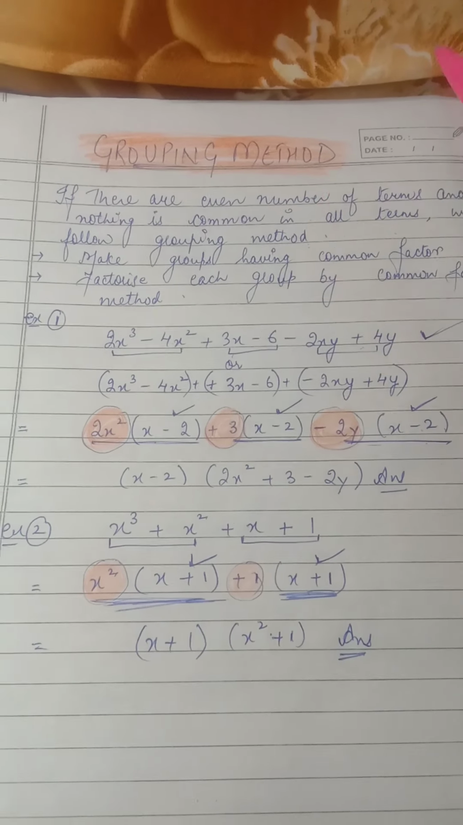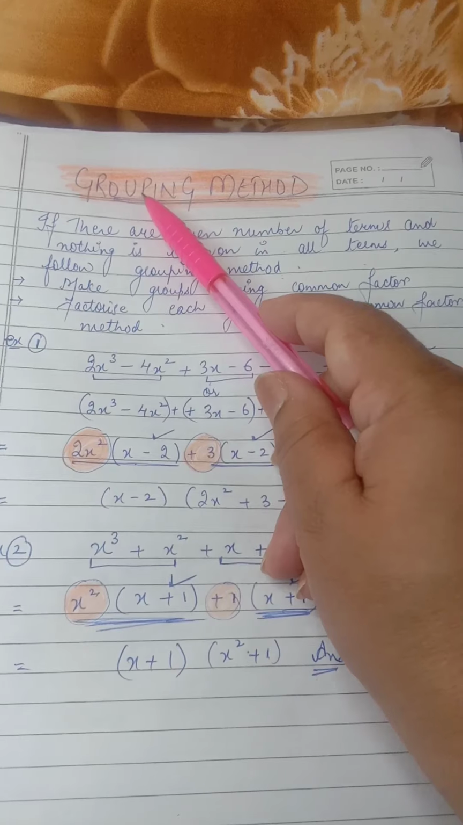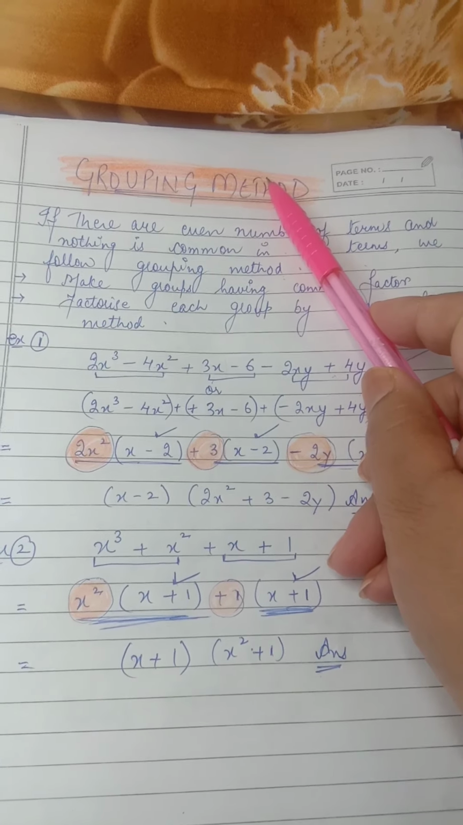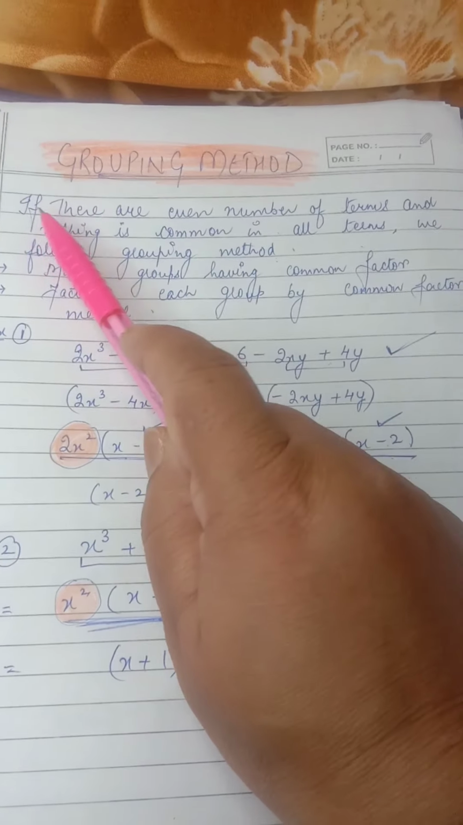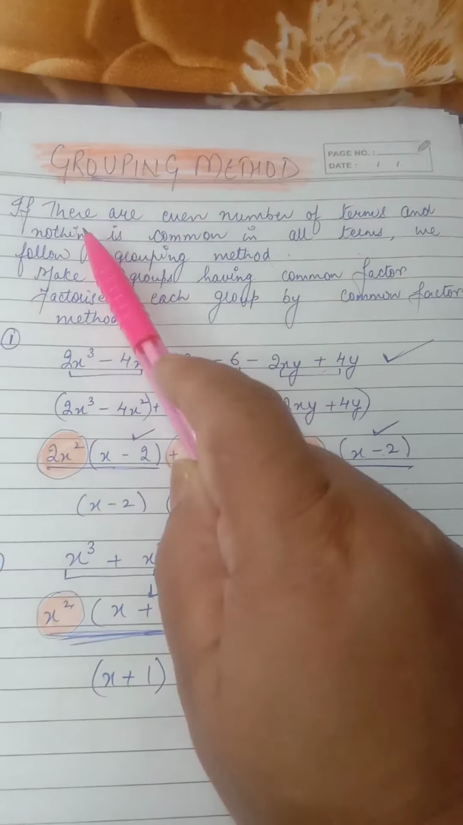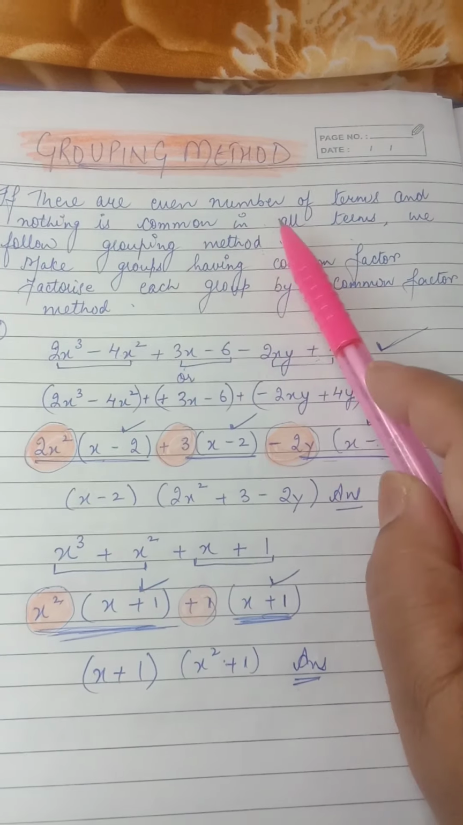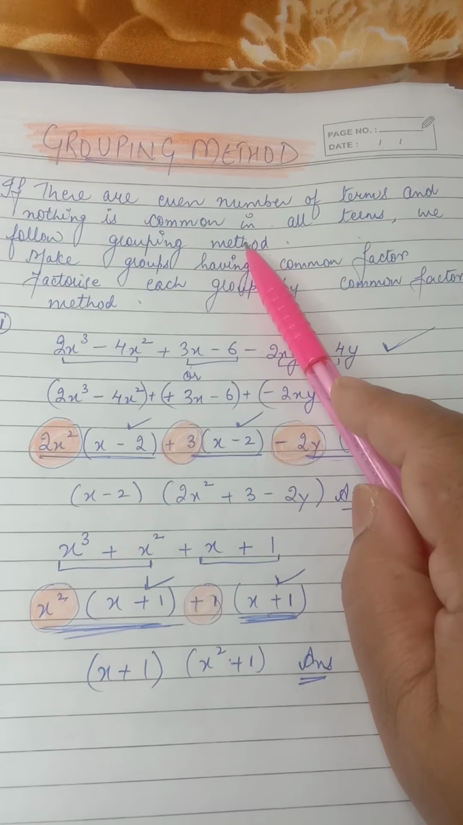Okay, children. Last week we did the first method of factorization, that was common factor. We now come to the second method, which is called grouping method. Now let's read this first. If there are an even number of terms and nothing is common in all the terms, we follow the grouping method. Now we always begin by finding out the common factor.